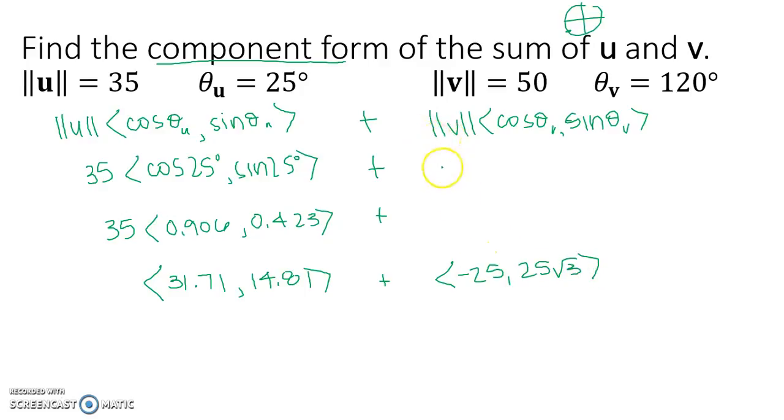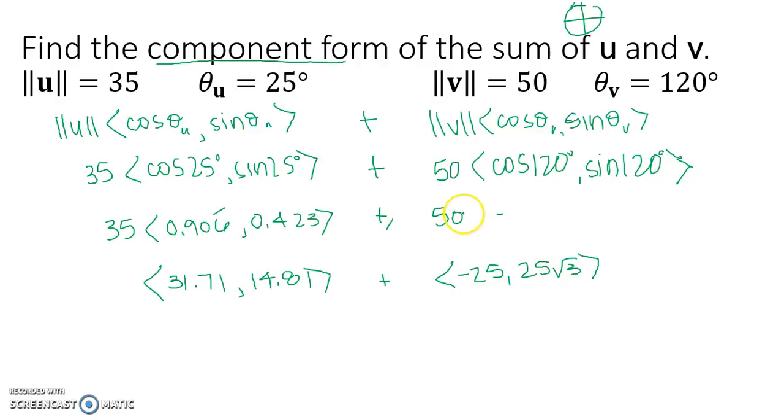If you want to see how I got that, my magnitude of v was 50. My direction angle was 120 degrees, so I could fill that in for each of these. Then, thinking about my unit circle, when I do cosine of 120 degrees, I get a negative 1/2. And for sine, you should get radical 3 over 2. So that is how I ended up with the negative 25 and the 25 radical 3.